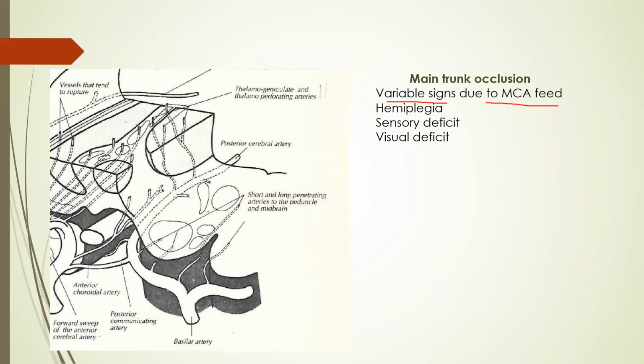So the signs are very variable due to the MCA filling. The main trunk is this area, where the posterior cerebral artery starts. It's very variable because of the MCA.